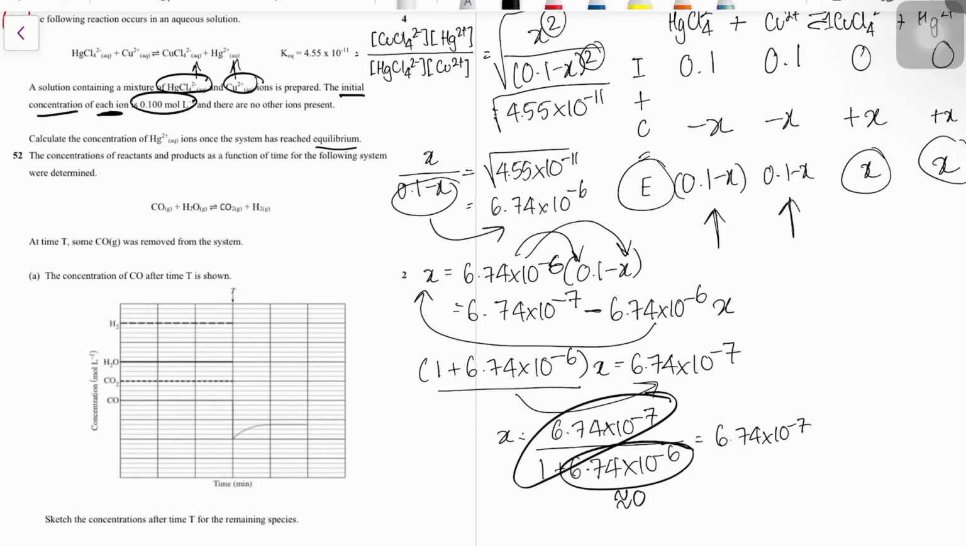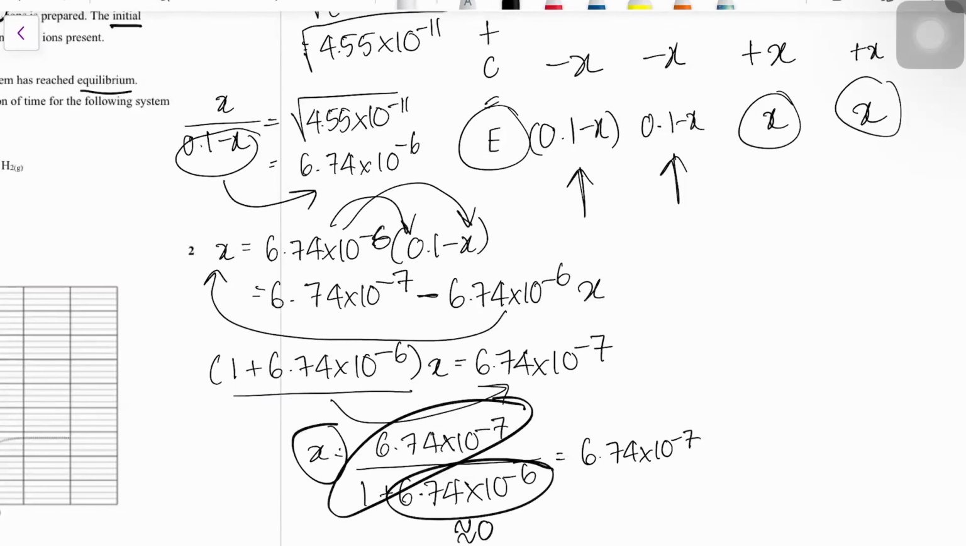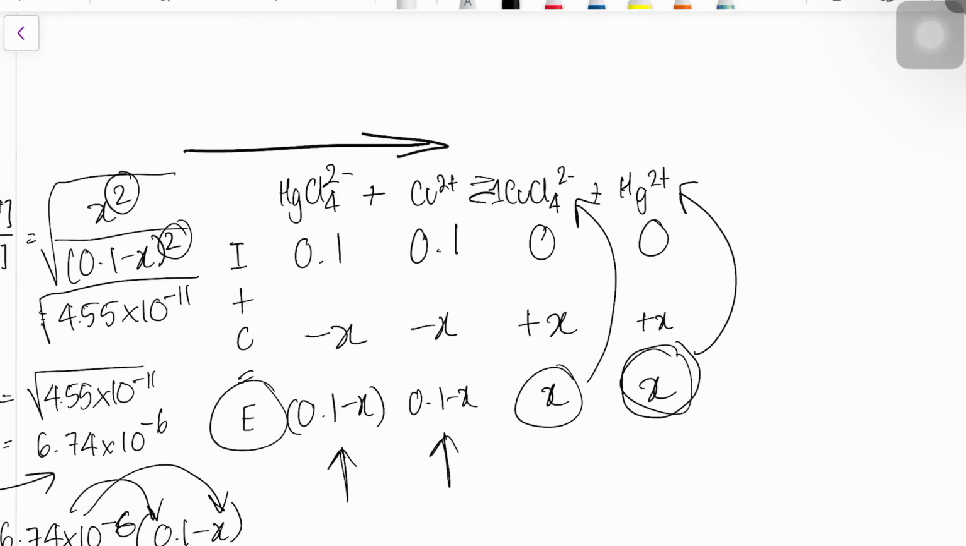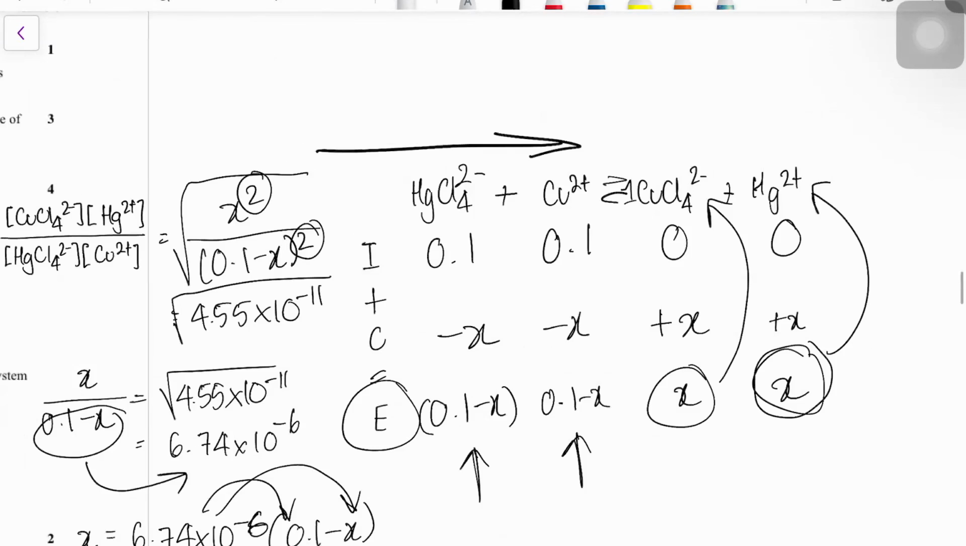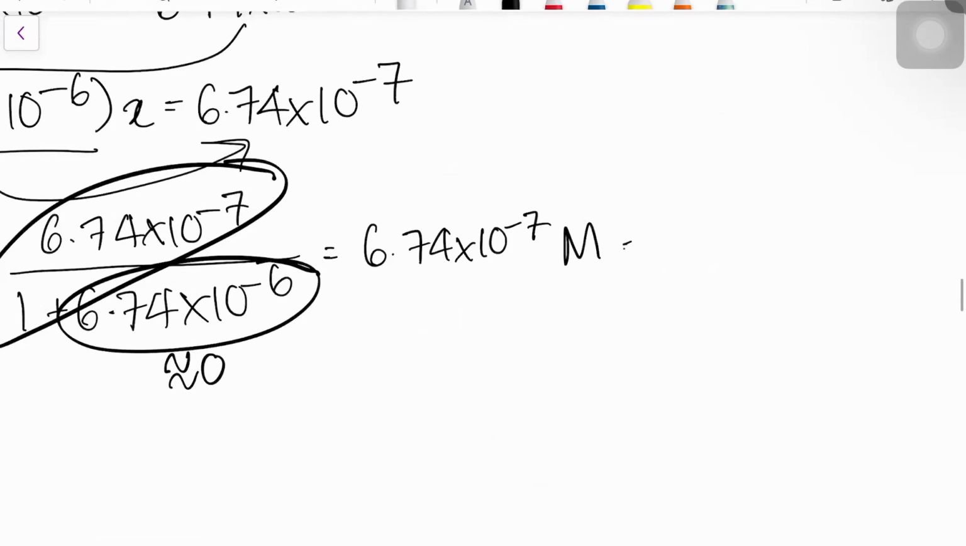Now, what I have to do is go back and look at what the question is asking me for. It's asking me for the concentration of Hg2 plus ions. So I need to see what x corresponds to. Going back up to my ICE table, x is the concentration of Hg2 plus and CuCl4 minus. I realized that x is already in the column for Hg2 plus, so that's already the concentration of Hg2 plus. So this answer up here, 6.74 by 10 to the minus 7 molar, is the concentration of Hg2 plus that I'm looking for.